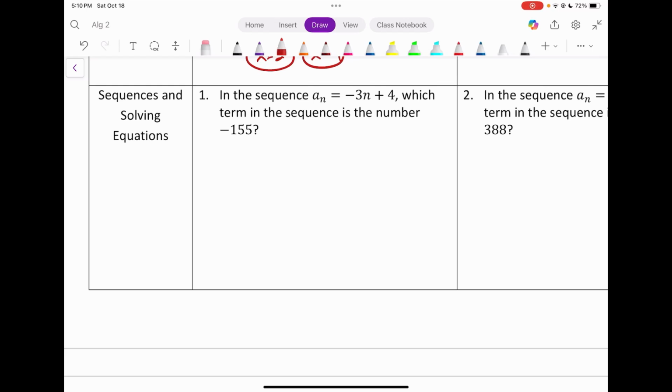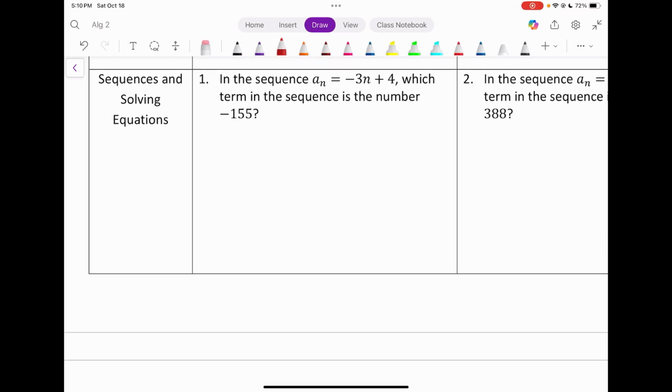Okay, with this sequence problem, it's a lot like the F inverse problems. We're not asked to find A of 1 or A of 2, which is just plug in 1 or plug in 2. We're not asked to find the actual sequence term. We're asked to find what term is negative 155. So the way we're going to do that, we're looking for the n that would give us a value of negative 155. Again, just like what we did before with our F inverses.